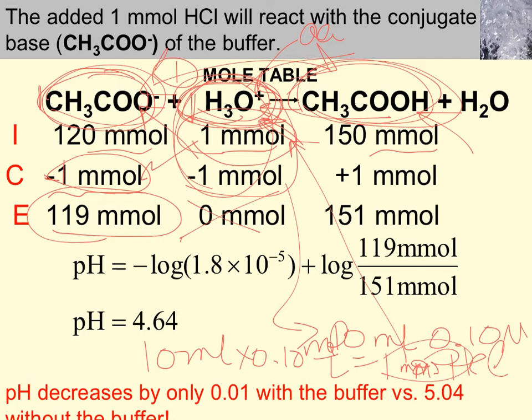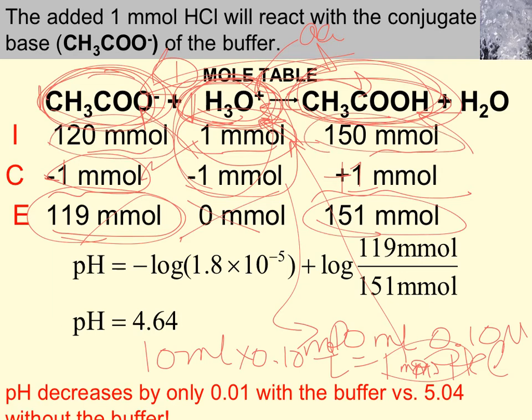And remember, the conjugate base, when it reacts with the acid, is going to give you more of acetic acid. So it's going to make 1 millimole more of its conjugate. And so your new equilibrium levels of conjugate base and conjugate acid have changed a little bit. They started out 120 and 150 millimoles. They're now 119 and 151.